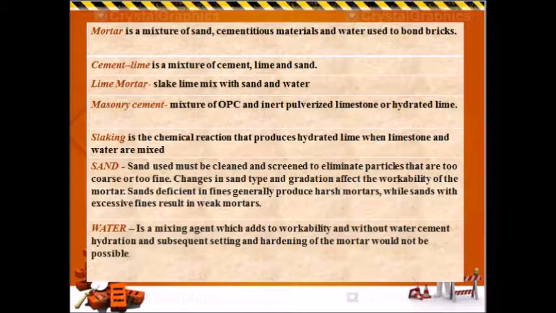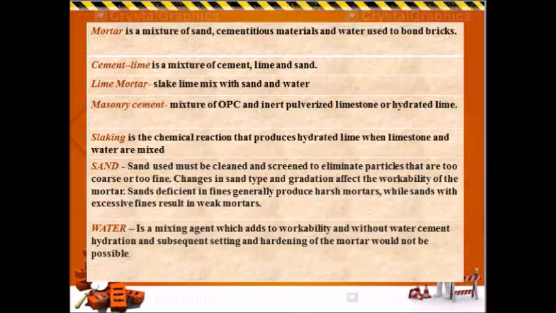Okay, seterusnya adalah definition. Okay, mortar is a mixture of sand, cementitious materials and water yang digunakan untuk bond bricks. Cement lime. Cement lime ni adalah mixture of cement, lime and sand. Lime mortar pula adalah slaked lime mixed with sand and water. Slaked lime ni adalah calcium hydroxide, iaitu a soft white powder produced by adding water to quicklime. And slaked lime ni used in making mortar and cement.